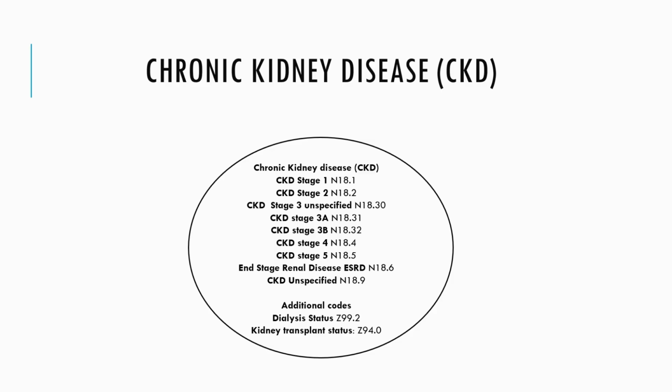CKD is a progressive condition where the kidneys lose their ability to filter waste from the blood. ICD-10-CM classifies CKD into stages 1 through 5 as well as end-stage renal disease, ESRD. Each stage has increasing severity. Unspecified CKD, N18.9, should only be used when the stage is not documented. For ESRD, N18.6, include Z99.2 for dialysis status.